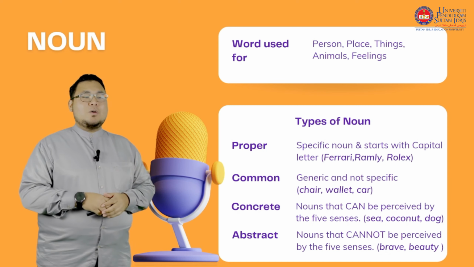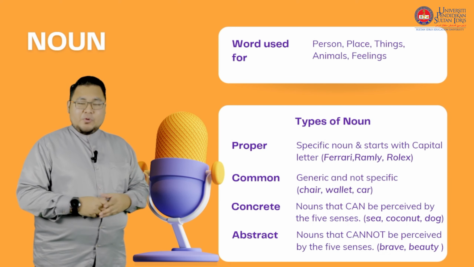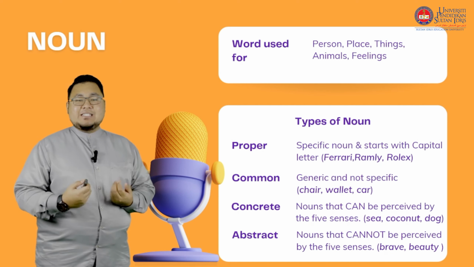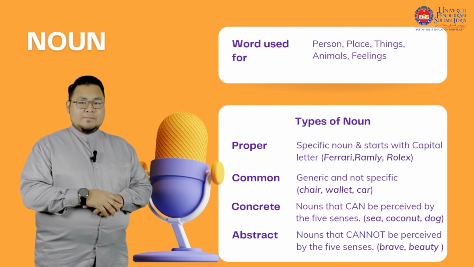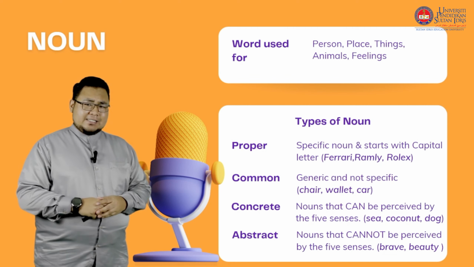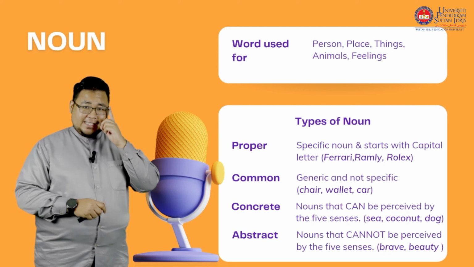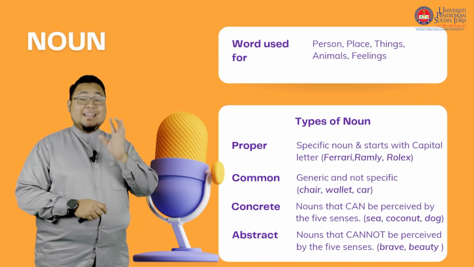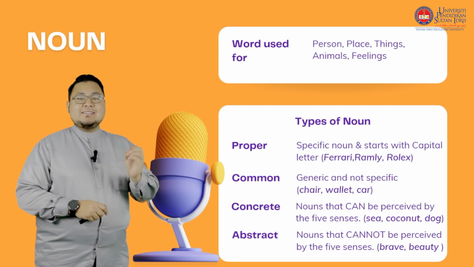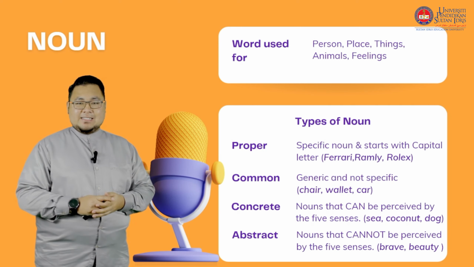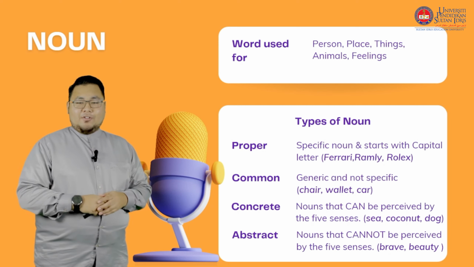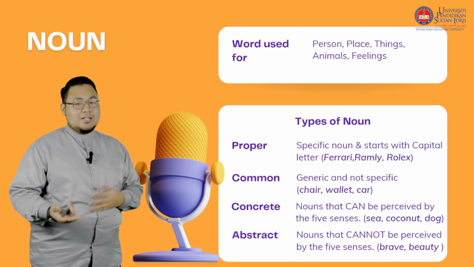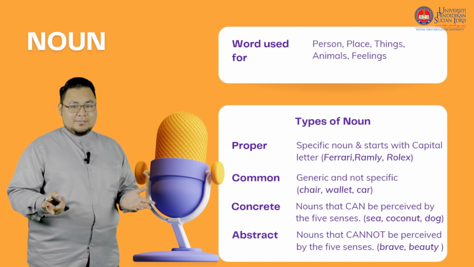Next one is what we call concrete noun. We use concrete noun to explain something that can be sensed by our 5 senses. Now, what are the 5 senses? We have the sense of sight, hearing, smell, taste, and touch. If you can sense the thing with these 5 senses, most probably that falls under concrete noun. Example, a chair, coconut, sea, and so on.